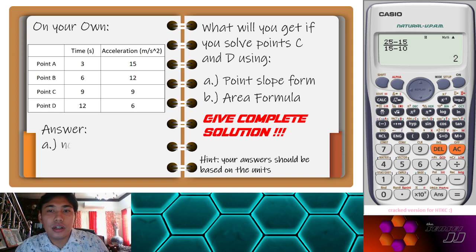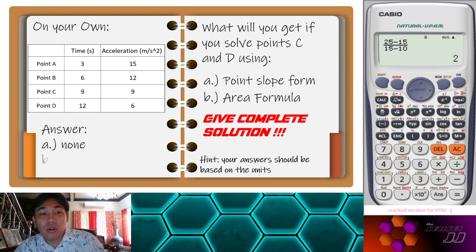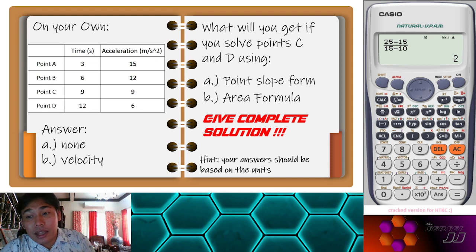For the point slope form, we're not getting any for points C and D, because we're not going to get anything from meter per second square all over second. That would be meter per second cube, and we don't have anything like that in our discussion. So there will be no answer for point slope form. But for the area formula, we will get the velocity.